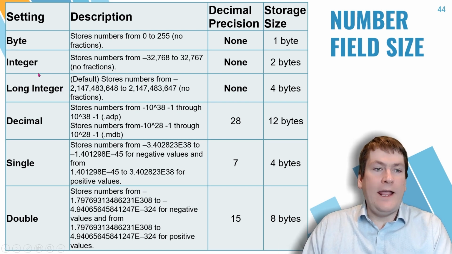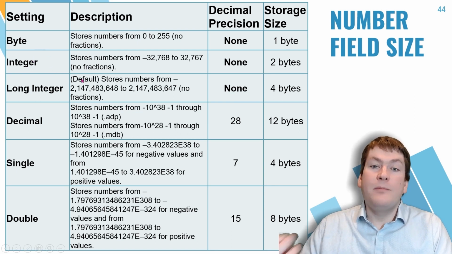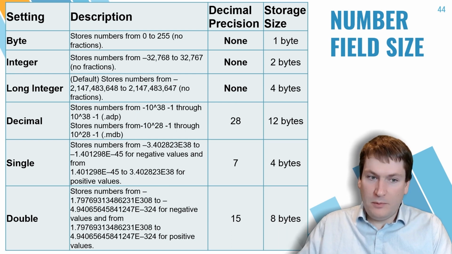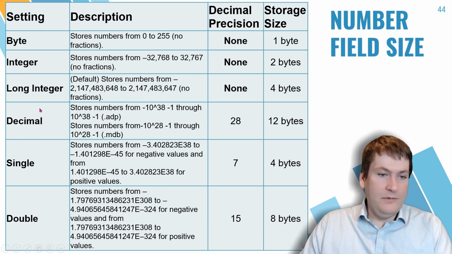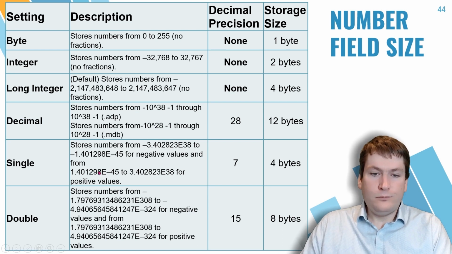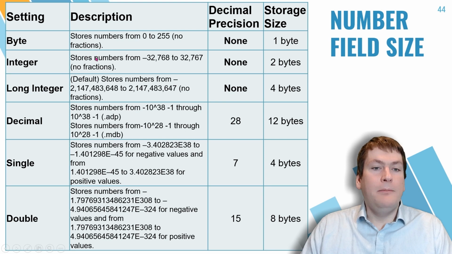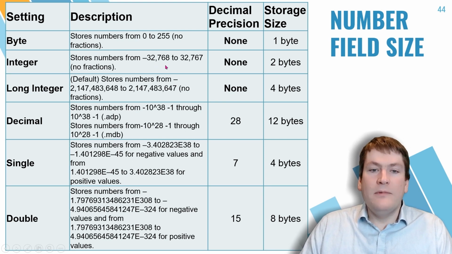So if we're using an integer, a long integer, or a byte, that means the number we're storing has to be a whole number. If we want to store a decimal number, or a number with decimal points, we have to use decimal, single, or double. In this case, the faculty IDs are going to be full numbers, and we probably want to let our database go up to quite a large number of faculties. So we could either do integer or long integer.